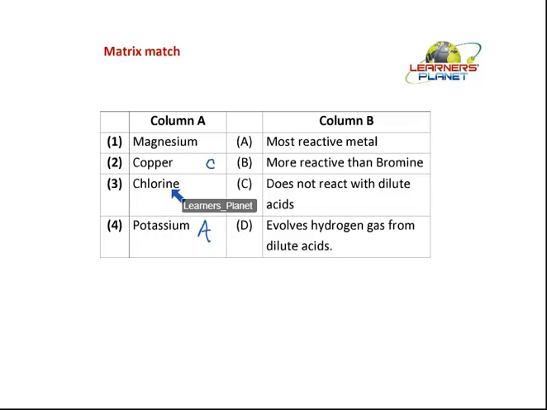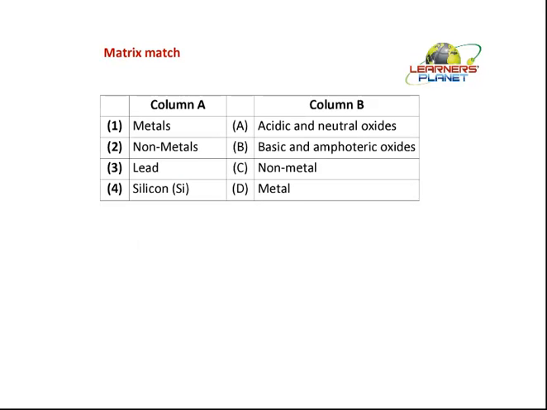Now our next is chlorine. Now there are chlorine and bromine. These both are non-metals. So chlorine is more reactive than bromine. So what should it be? B. And magnesium, it evolves hydrogen gas from dilute acids. Why? Because magnesium is present above hydrogen in the reactivity series. Let's take up the next question.